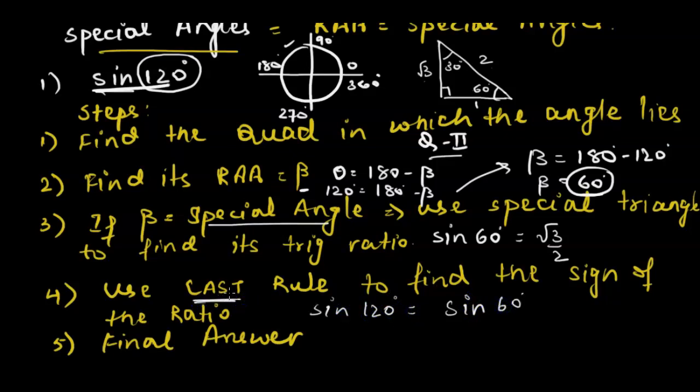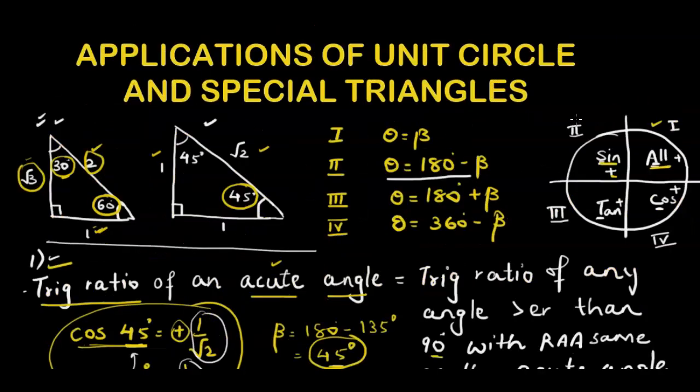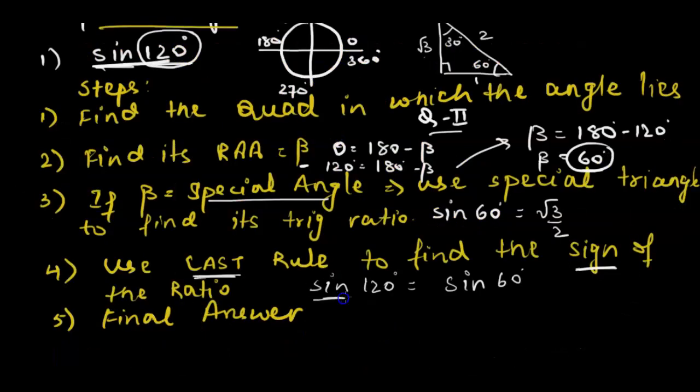So we'll go back to the CAST rule circle in order to find out what sign the sine ratio is going to have in the second quadrant, as this angle lies in the second quadrant. So we are working everything for the second quadrant, and we notice here that the second quadrant is positive for sine ratios. Since we are also looking for the sine ratio, the result is going to be positive. So the final answer is sine 120 degrees is a positive root 3 over 2. Once you know all these steps thoroughly, you would not take so much time to solve a problem.